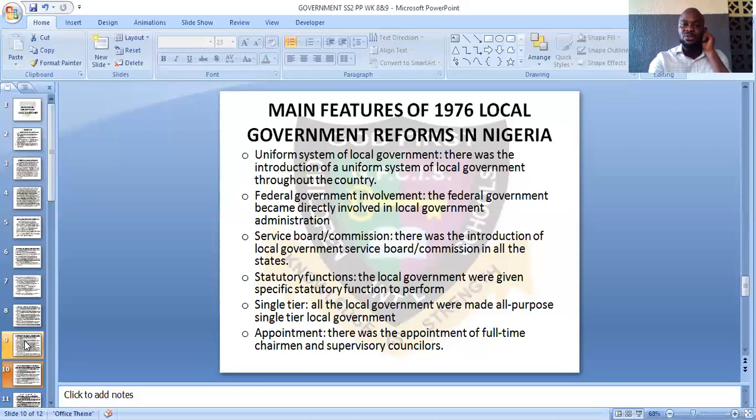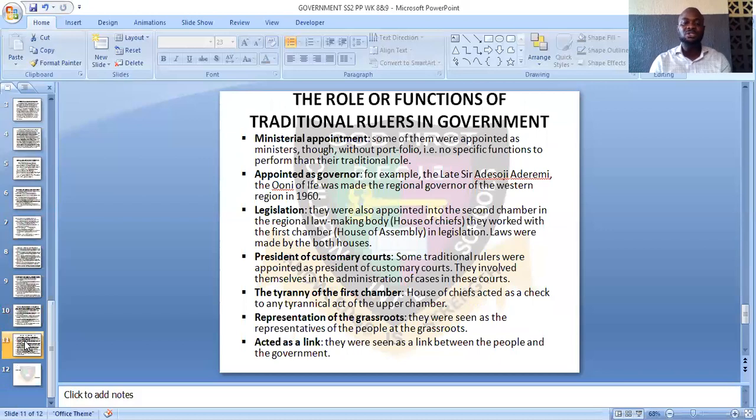Now, moving on from there to the last subtopic, which happened to be the roles or functions of traditional rulers in government. The first one happened to be ministerial appointment. Some of them were appointed as ministers, though without portfolio, that is, no specific functions to perform other than their traditional role.